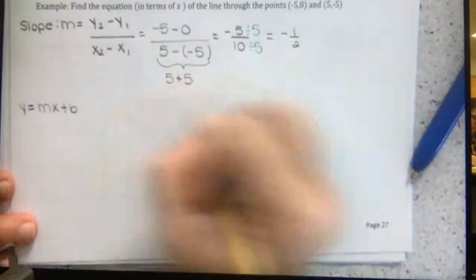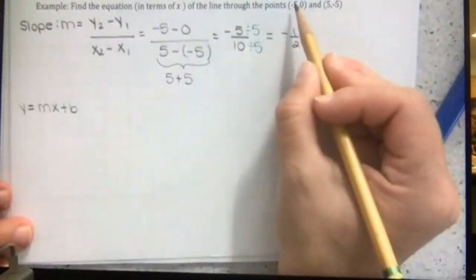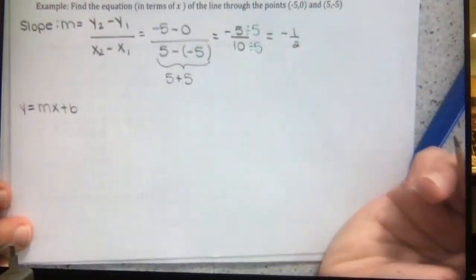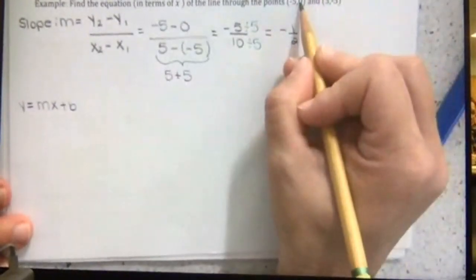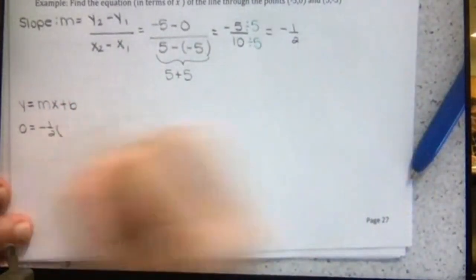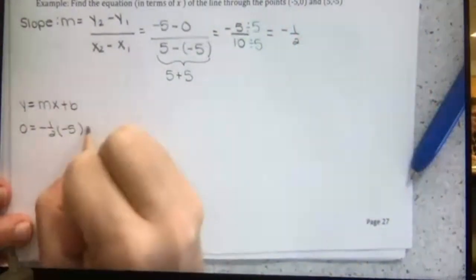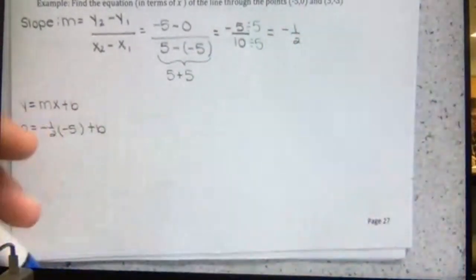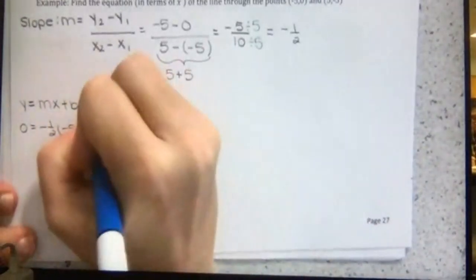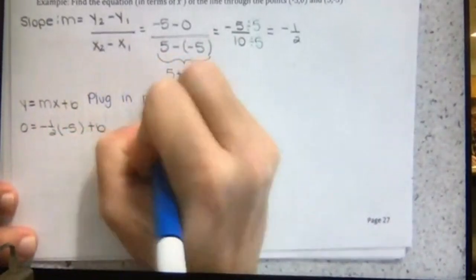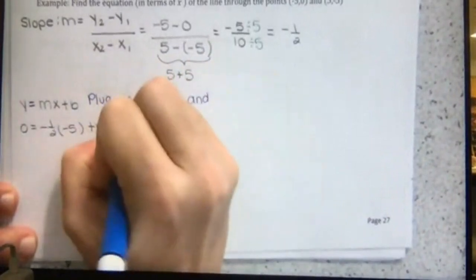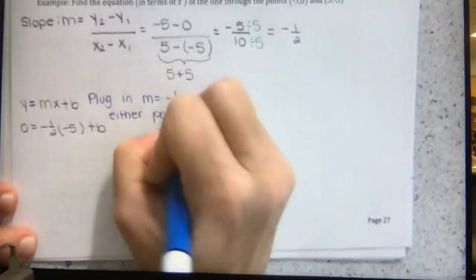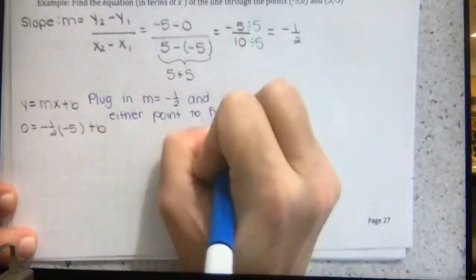We know m is -1/2. We can use either point. Which point do you want to use, the first one or the second one? Doesn't matter, same thing. First one, sure, great, thank you. So first one, so y is going to be 0, m is going to be -1/2, x is going to be -5 plus b. So we're going to plug in our slope being -1/2 and either point, doesn't matter which one, to find b.